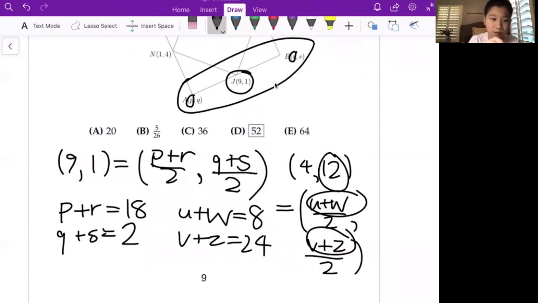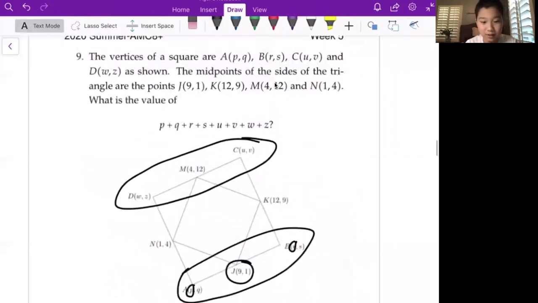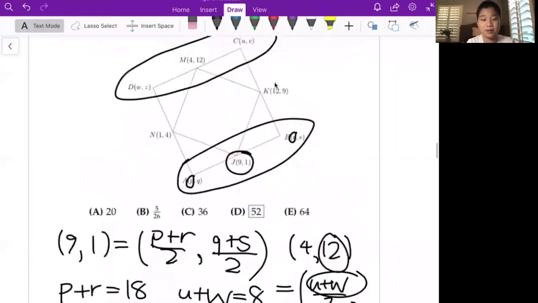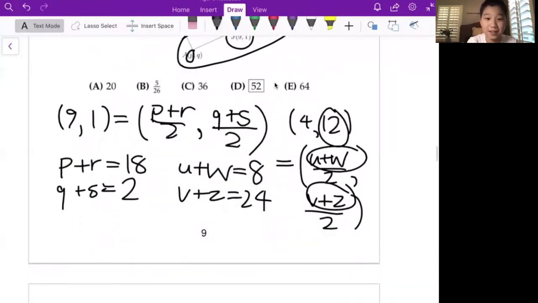So, let's see. This is P plus Q plus R plus S plus U plus V plus W plus Z. And what is this? P, Q, R, S, U, V, W, Z.